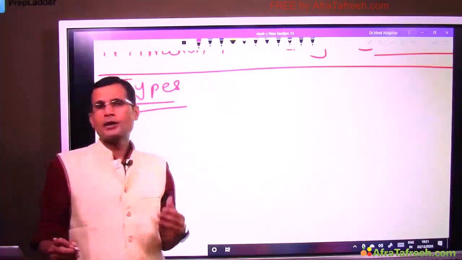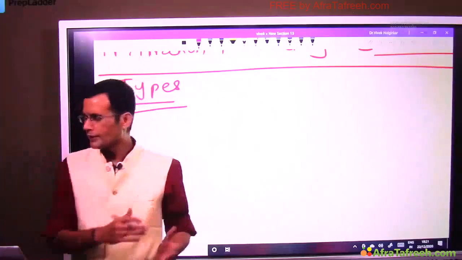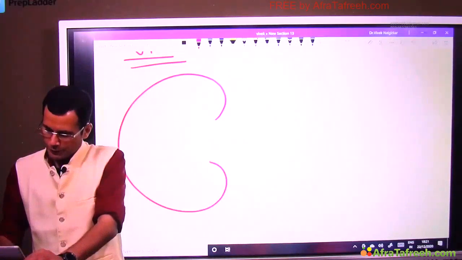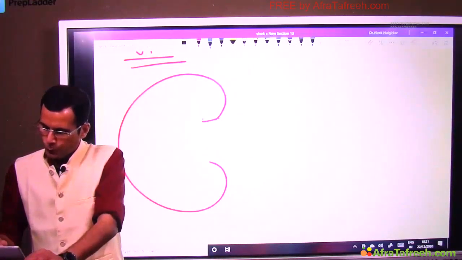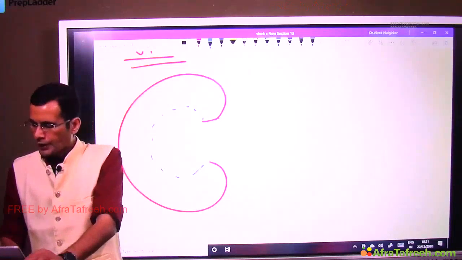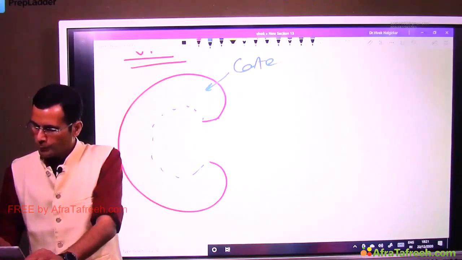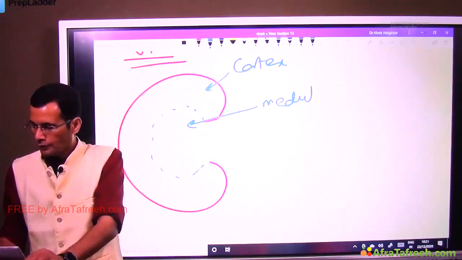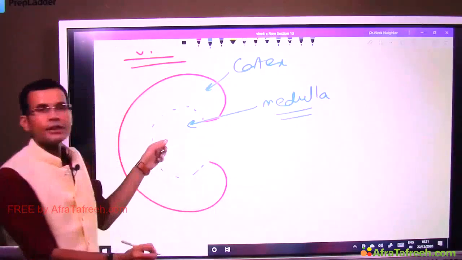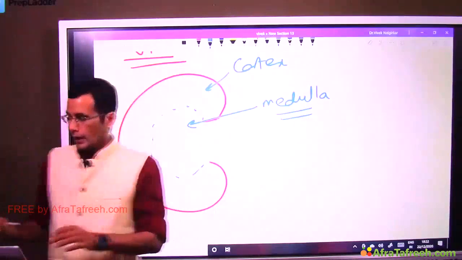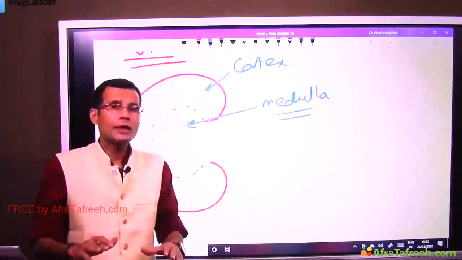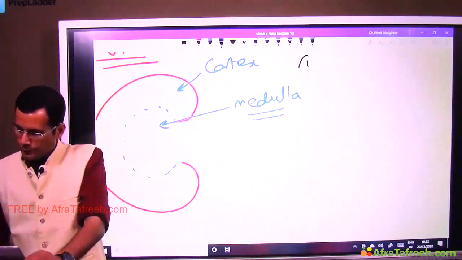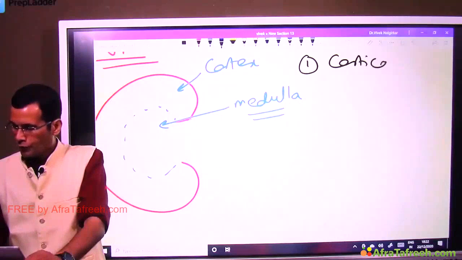Each kidney is made up of about 1 million nephrons. So let's see the types of nephron. Now if you look at the structure of the kidney, it has two parts. There's the renal cortex, the outer part, and renal medulla, that's the inner part. And therefore there are two types of nephrons. First type is the cortical nephrons.